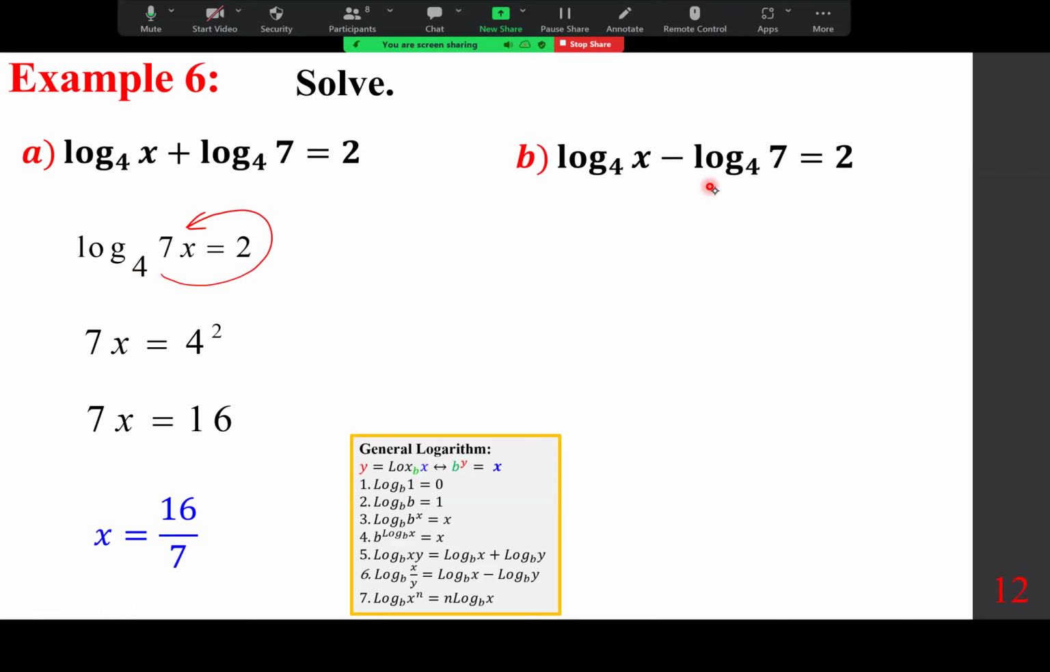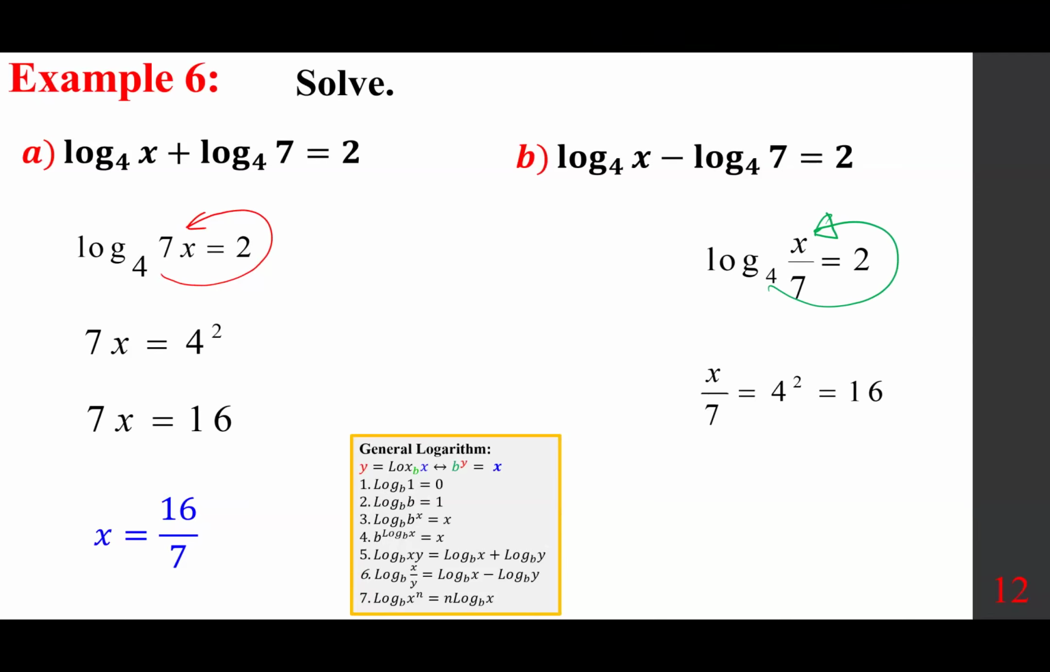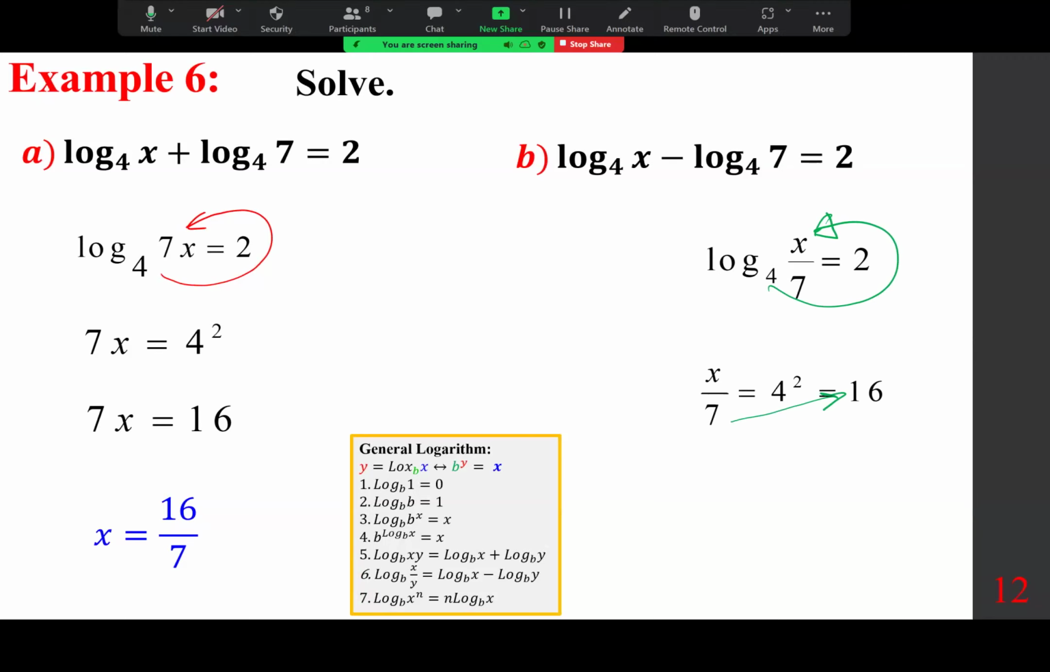Same thing, we can combine these two into a single log by using the quotient rule. So log x over 7 base 4 is 2. Again, we go with the definition. 4 squared is x over 7, or x over 7 equals 4 squared, which is 16. And so if you multiply both sides by 7, you get 112.